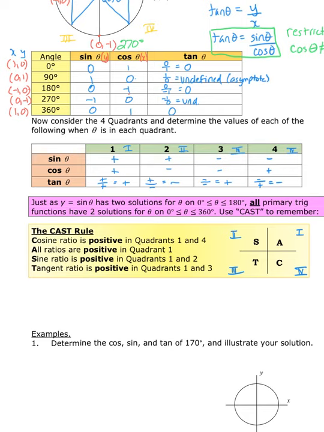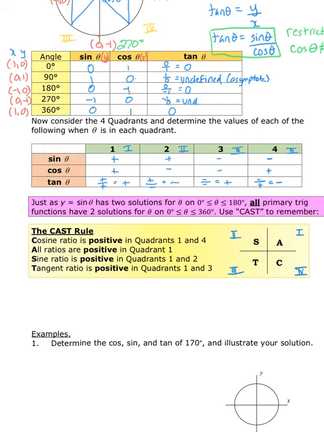So the CAST rule, you see it spelled C, A, S, T. We go counterclockwise, but we start in quadrant 4 with the C. So the C means that the cosine ratio is positive in this quadrant. Only the cosine ratio. A in quadrant 1 means that all of the ratios, sine, cos, and tan, are positive in quadrant 1.